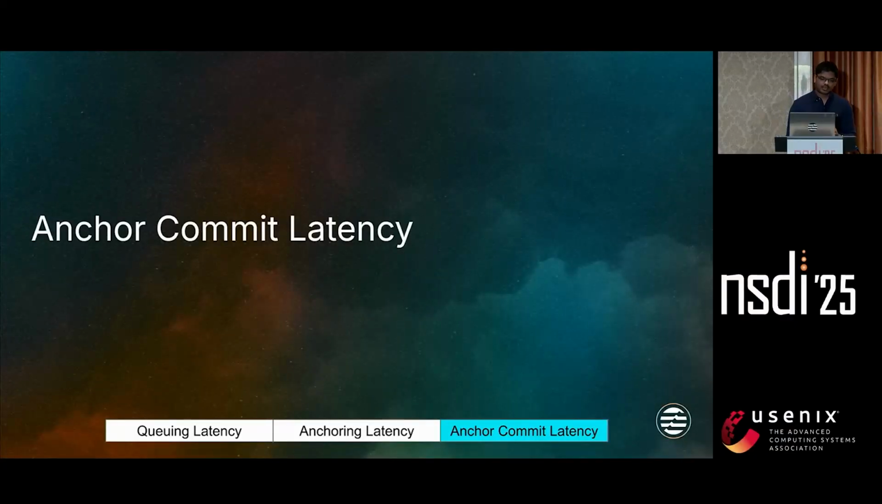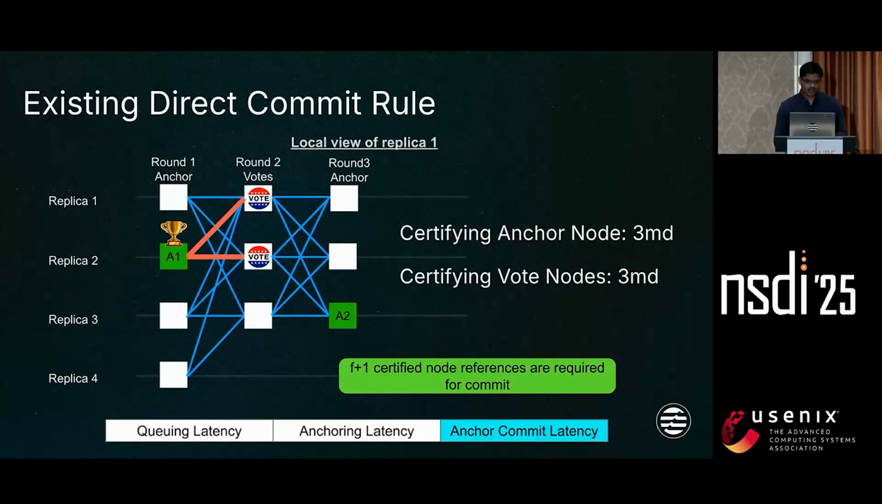Next, we'll look at how we reduce the anchor commit latency. I explained what the anchor is about, and in order to commit this anchor, it takes 6 message delays. So where do the 6 message delays come from? In order to add the anchor node into the DAG, it takes 3 message delays because the node has to be certified. And in order for all the votes that refer to this anchor to be certified, it takes an additional 3 message delays. In the normal case, it takes about 6 message delays to commit the anchor.